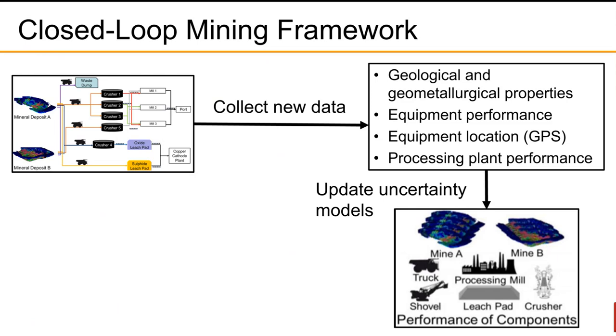What do we use it for? Well, first of all, we want to update our models of uncertainty. So the things that we don't know for certain beforehand, that we collect the data for, we want to use that data to update our understanding of what's in the ground, what's happening in our processing facilities, and so on.